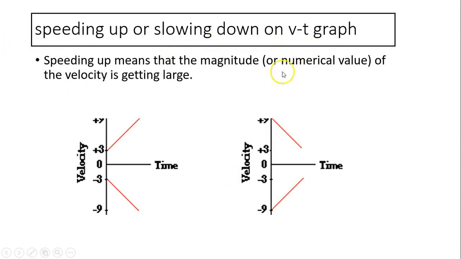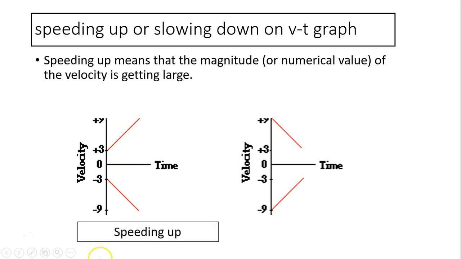Speeding up or slowing down on the VT graph. Speeding up means the magnitude of the velocity is getting larger. The negative doesn't matter. See, this is getting more and more negative. The magnitude, the number, is getting larger. This number is also getting larger. So this is speeding up.